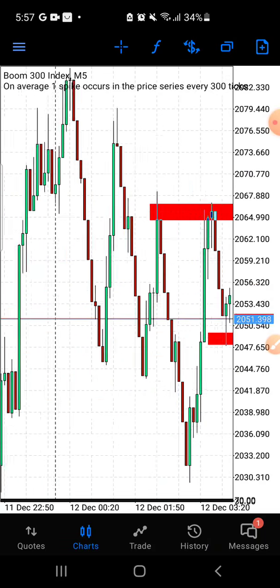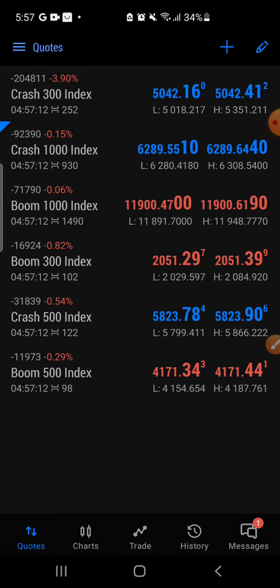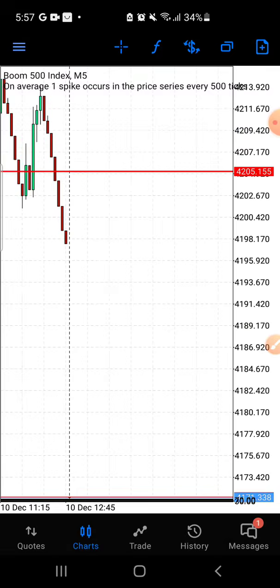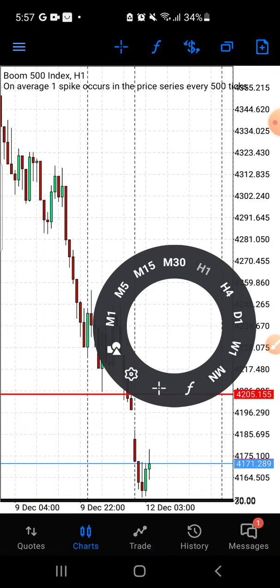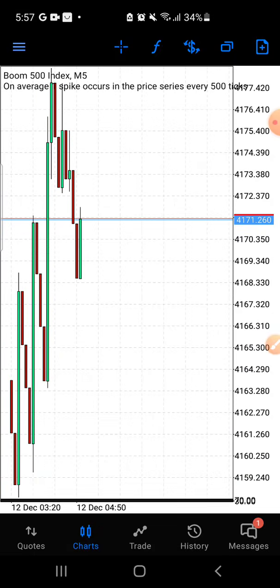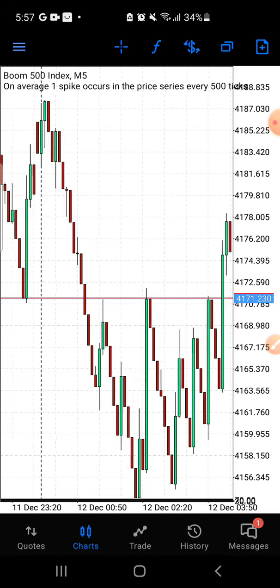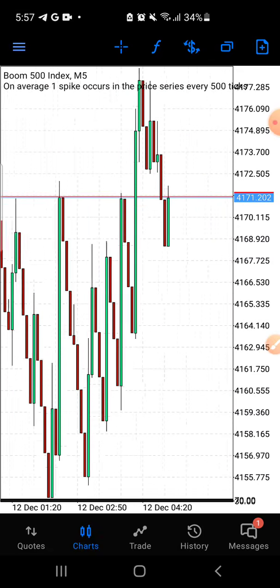I want us to take a trade live. That's exactly why I'm searching to see if I can get any good entry. Go to a higher time frame. The price is down, so I'm looking for a double top now on the 5 minutes time frame.